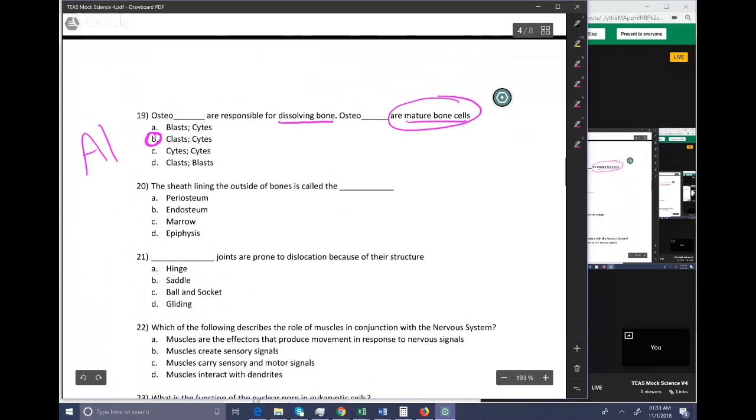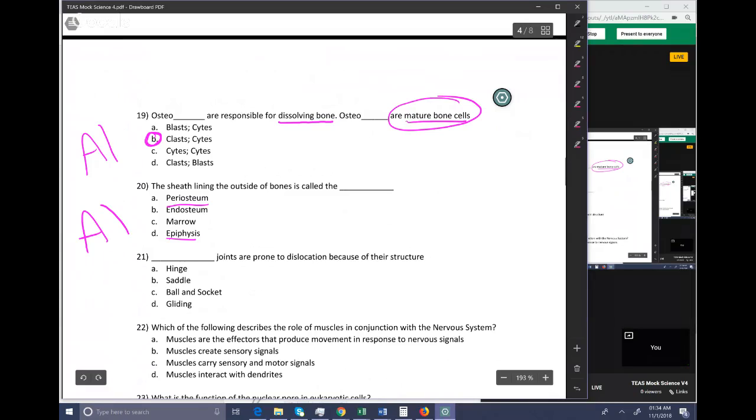The sheath lining the outside of bones is called... it looks like I put all of our Anatomy 1 questions together just to make it a little easier for review, I guess. So there's a key word in this, which is the sheath lining the outside of bones. I guess that's a key phrase because you have two answers here that have to do with what you would describe as being the outermost part of the bone.